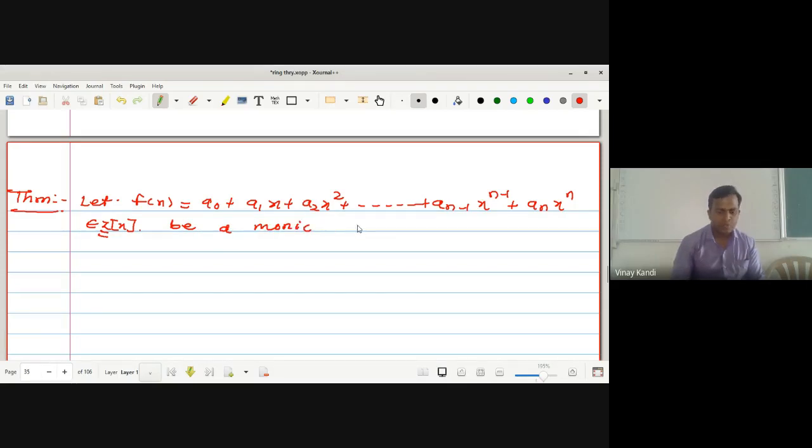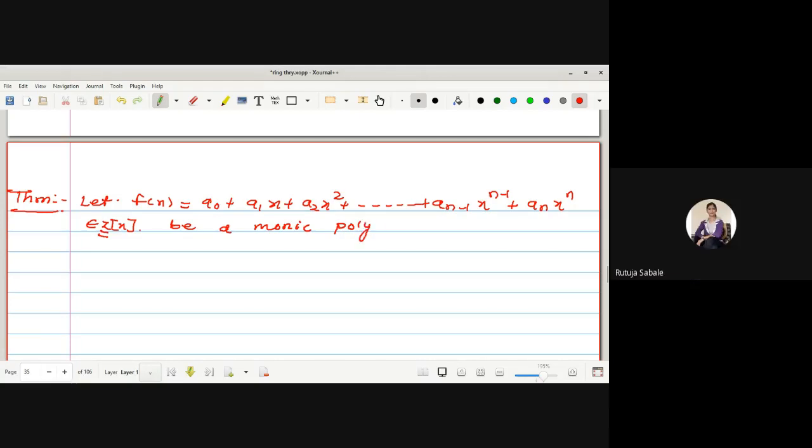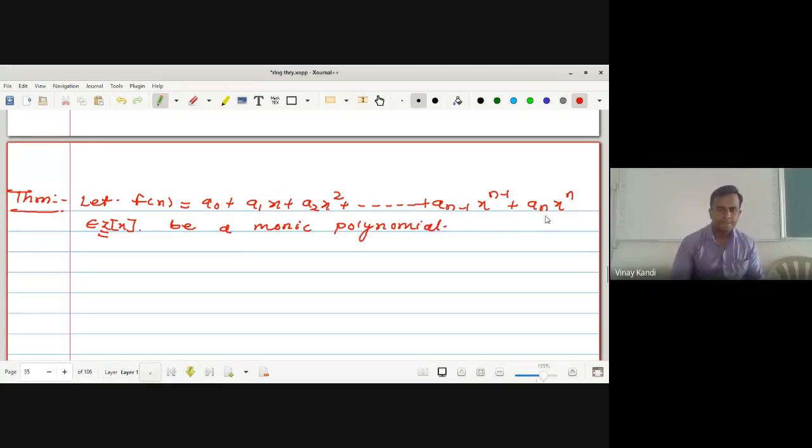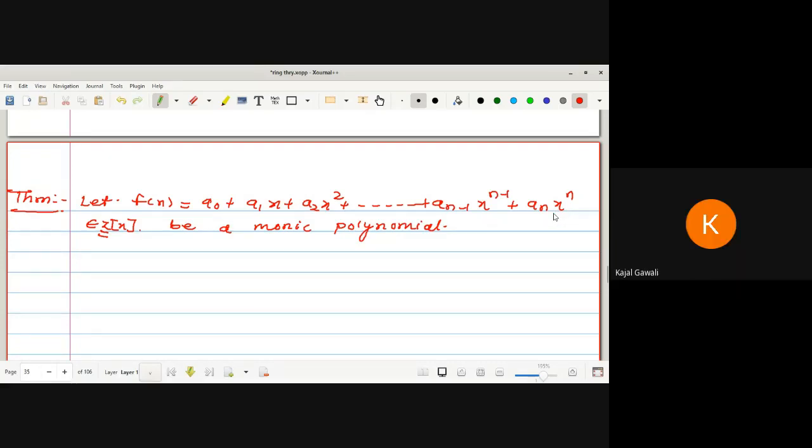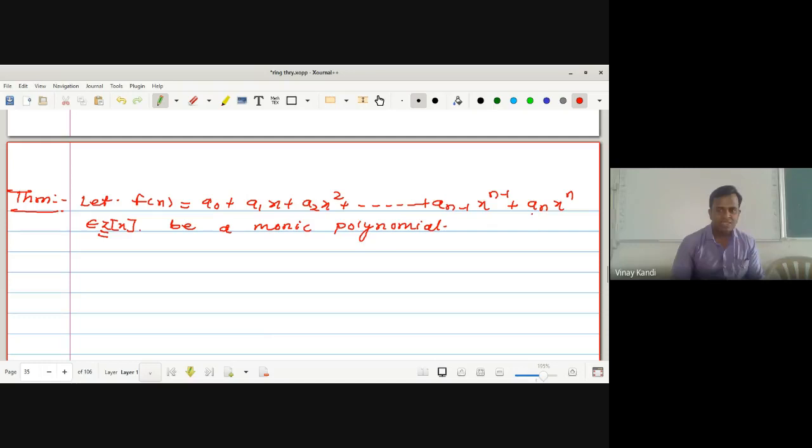What is the meaning of monic polynomial? Leading coefficient must be 1. Who is the leading coefficient here? an is equal to 1 should be. What should an be? The leading coefficient is an, right or not? So the leading coefficient should be 1. Okay, so f of x is equal to a naught plus a1 x plus a2 x square plus, and so on, 1 into x raised to n, be the monic polynomial.